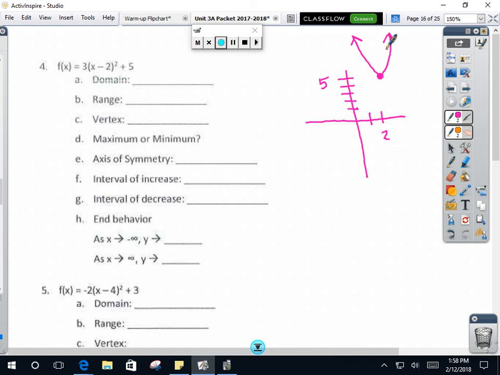That is now enough information to answer every question over there. Because the vertex is at 2, 5. It opens up. You'll know where to draw on the axis of symmetry. So does that make sense how you can answer these without a calculator? As long as you know the directions, which we've been doing for days. Okay, you may switch out, do those 3 for homework.